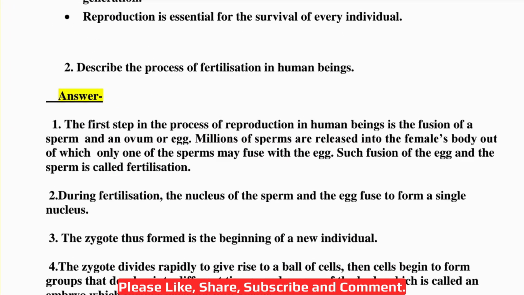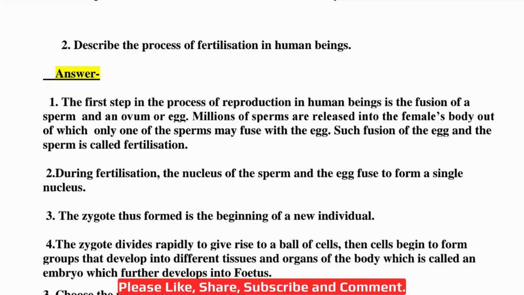Describe the process of fertilization in human beings. So the first step in the process of reproduction in human beings is the fusion of a sperm and an ovum or egg. Millions of sperms are released into the female's body, out of which only one sperm may fuse with the egg. Such fusion of the egg and the sperm is called fertilization. During fertilization, the nucleus of the sperm and the egg fuse to form a single nucleus. Then the zygote thus formed is the beginning of a new individual.